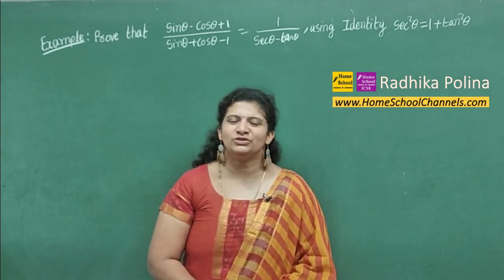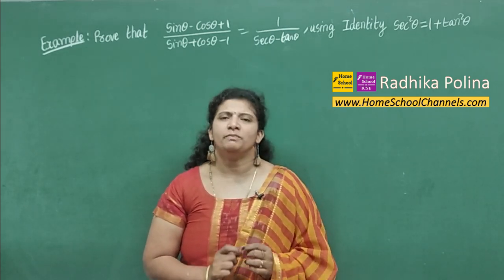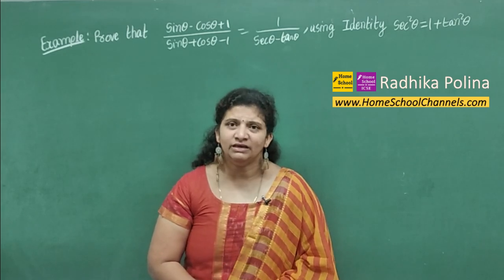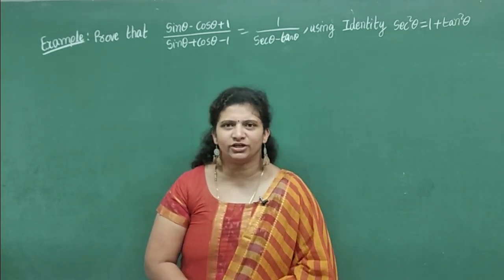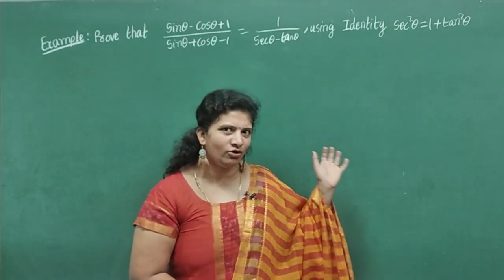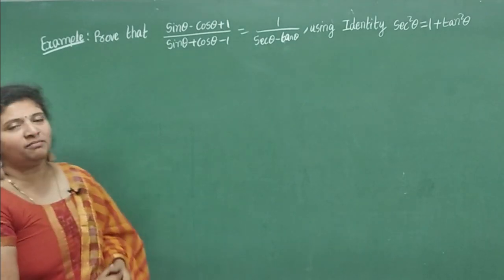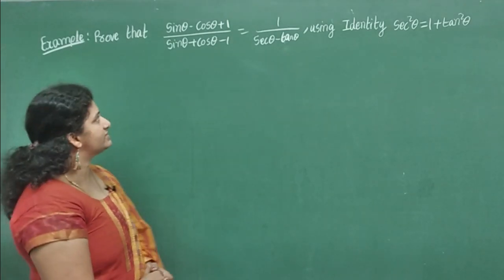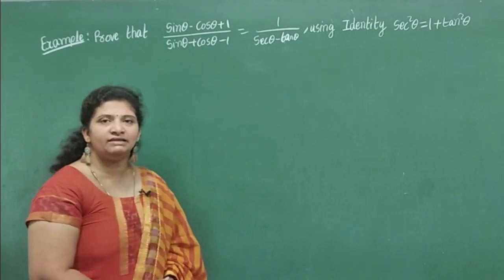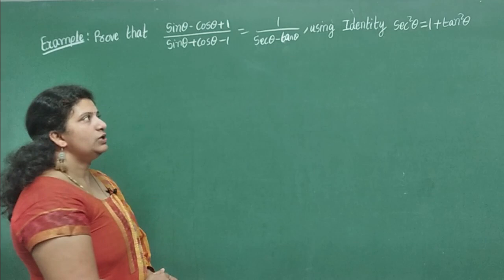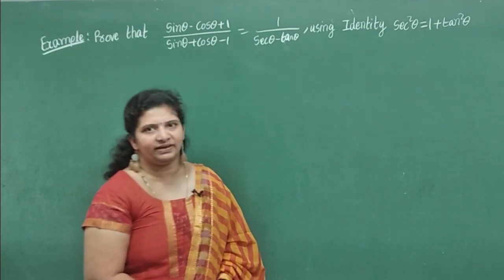Today I am here to solve the most requested question in homeschool. So many of the children have asked me, please explain the example problem from Introduction to Trigonometry. So here you go with the problem. Prove that (sin theta - cos theta + 1)/(sin theta + cos theta - 1) is equal to 1/(sec theta - tan theta), using the identity sec square theta is equal to 1 plus tan square theta.